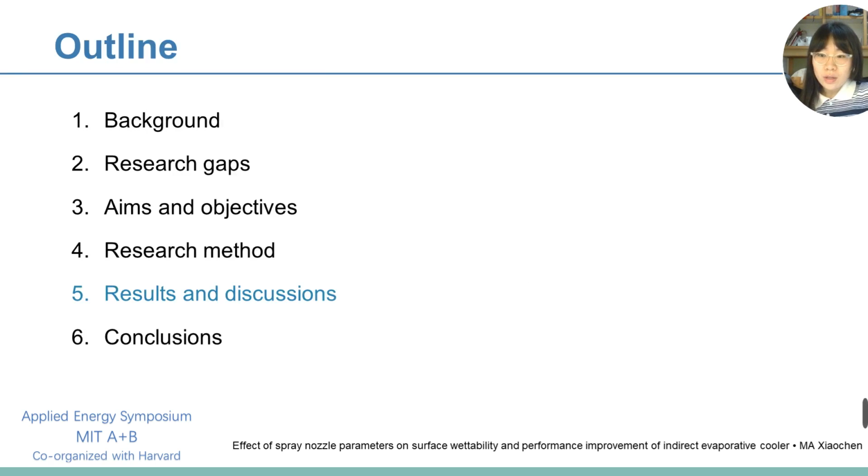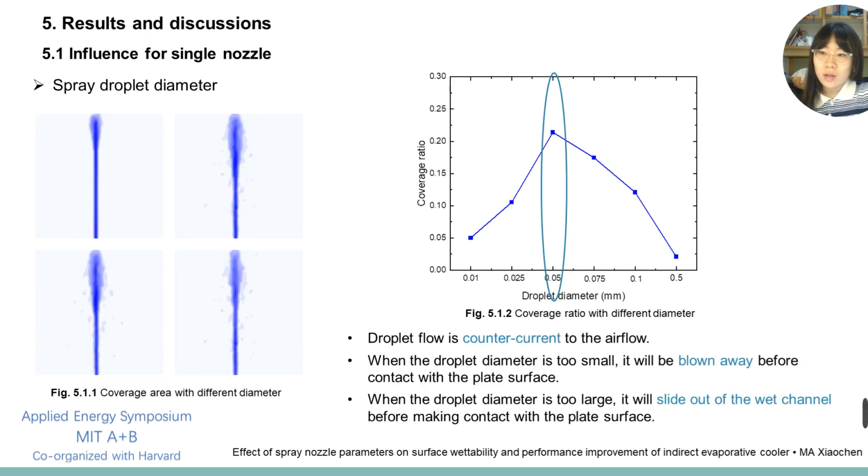Based on the verified model, we can have the results and discussions. For the first part, about the influence of single nozzles, we can see if the spray droplet diameter is different, we can get a different coverage area. And from the trend figure, we can see it will increase first and then decrease. And it has the highest value at 0.05 millimeters.